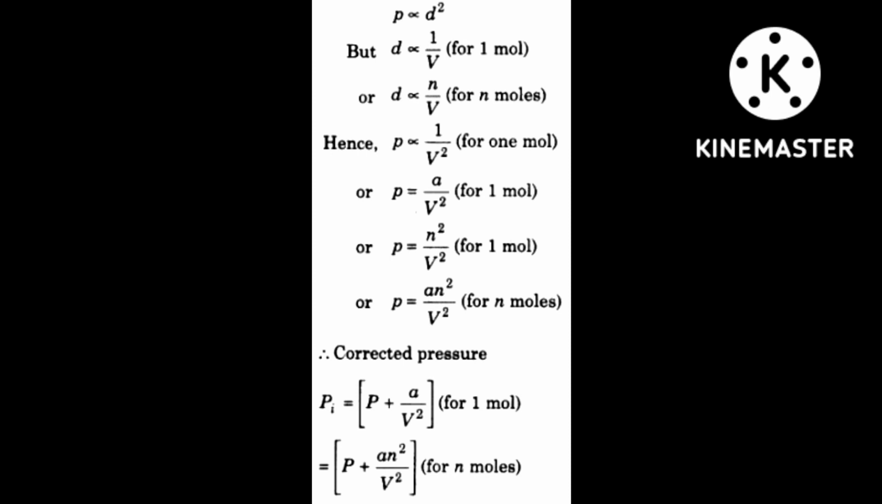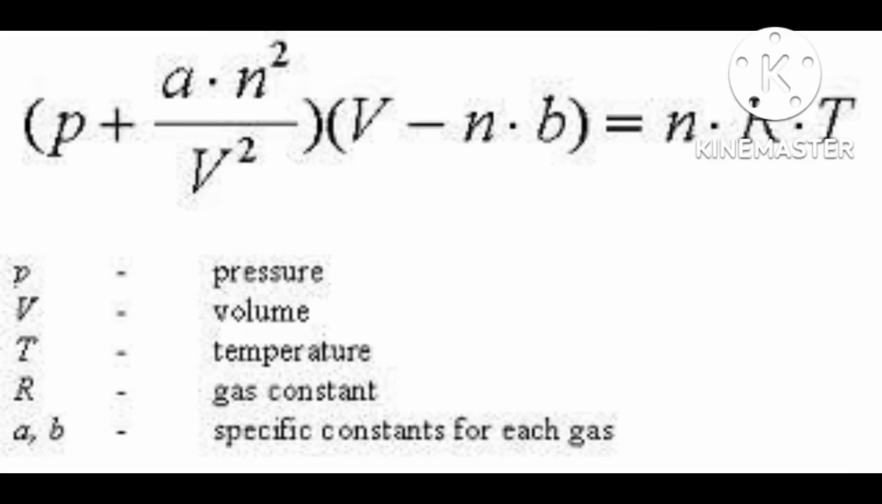Then again, if you want to convert it into equality, you have to multiply with some constant, suppose b, which I told you in the beginning. That b is the constant. Then n into small b, a small b is the constant. Then nb together is the volume. Now it became a small volume, the correction in the volume term, big V.